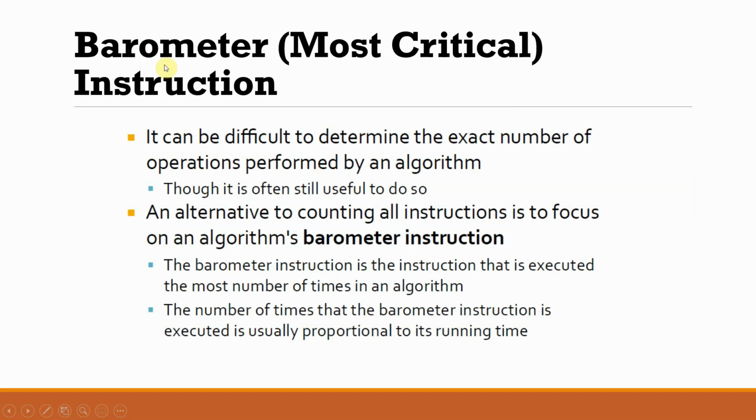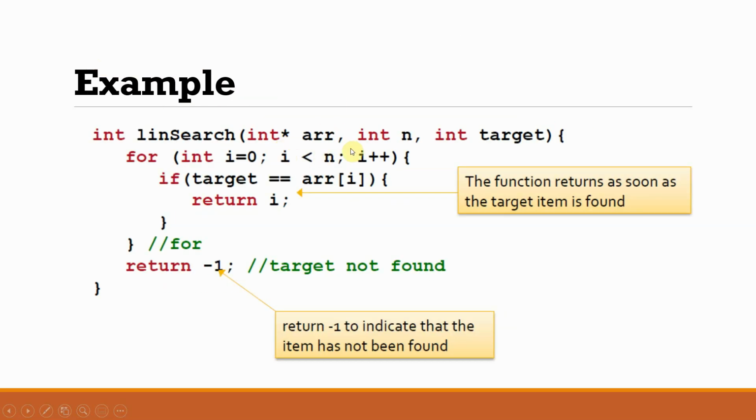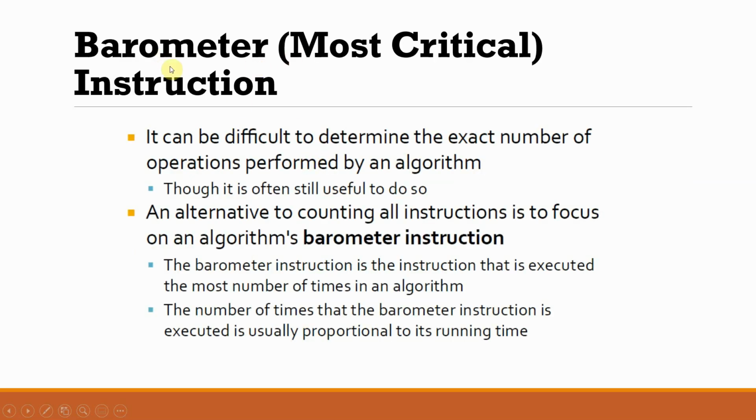And we can have multiple of these barometer instructions. Here, this is going to execute n plus 1 times in the worst case, this one n times, and this if statement n times in the worst case scenario. But this one is only going to get executed either 0 times or once. The same thing for here. So this is how we should determine which statement or instruction is the most critical one.